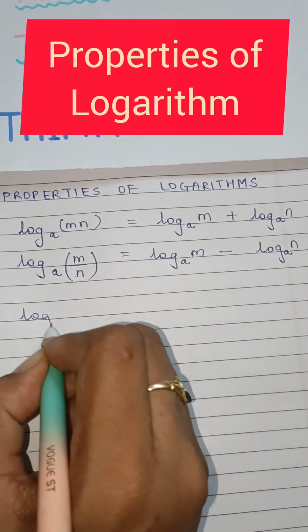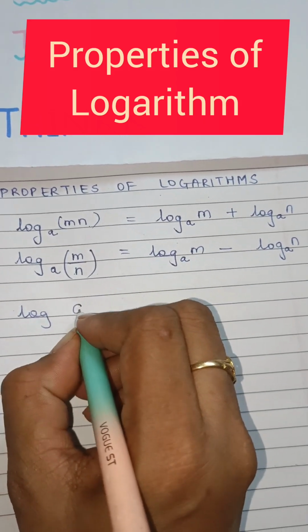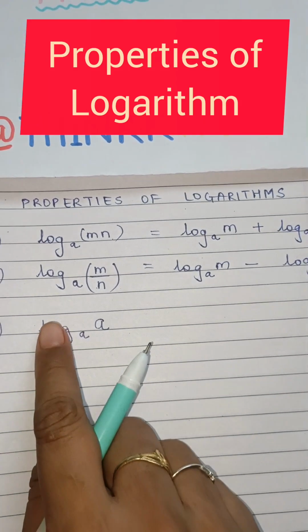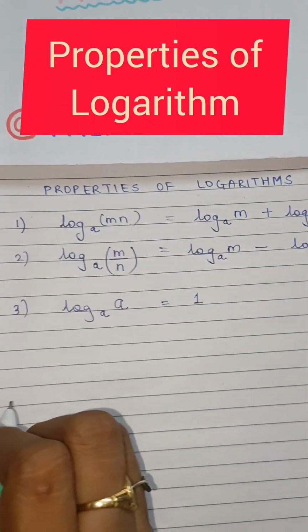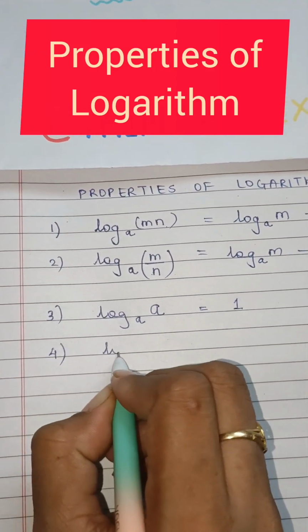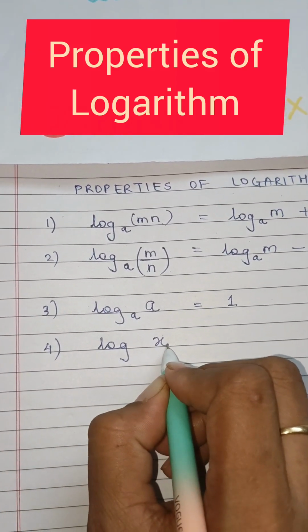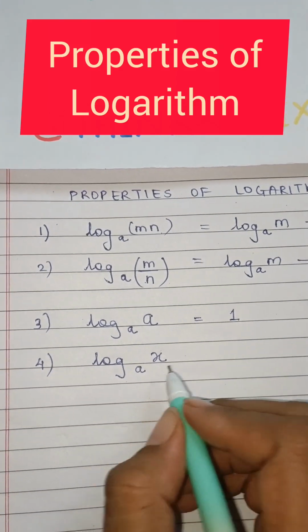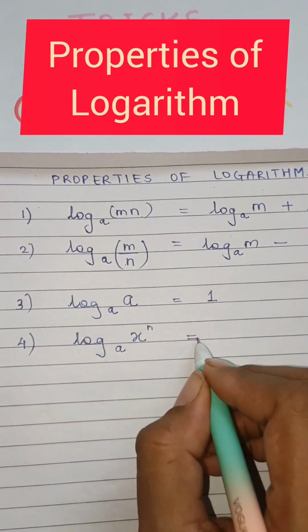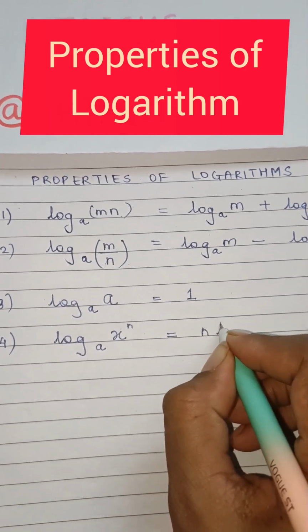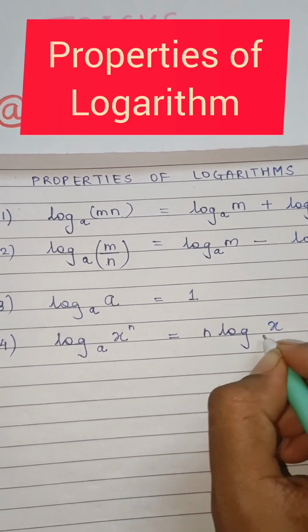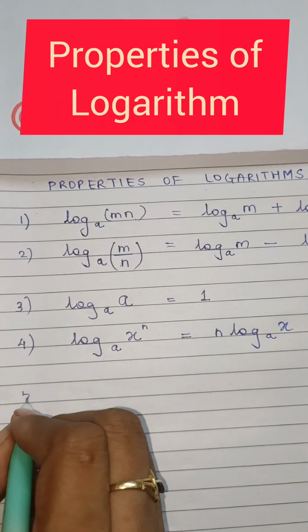If you have the argument as well as the base same, log of A, and the base is also A, then the value is 1. Next, log of x to the base A, and if x is also raised to some power n, then using logarithms this n can be brought before log. So n times log of x to the base A.